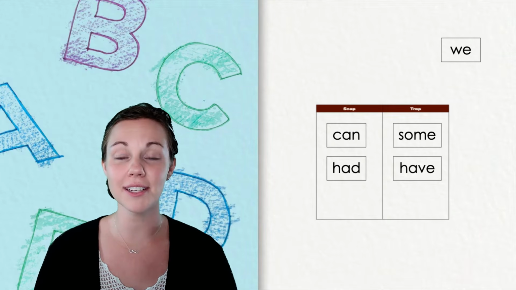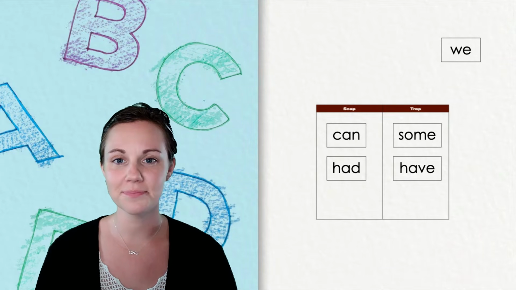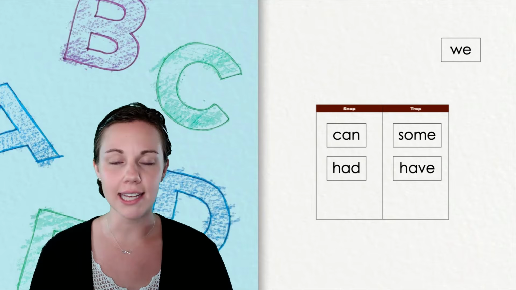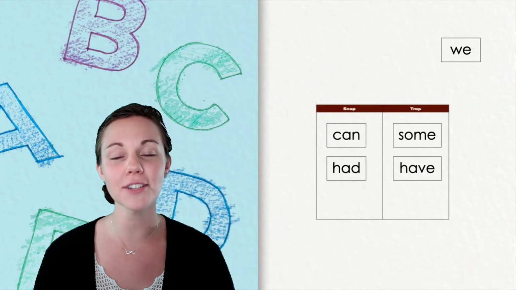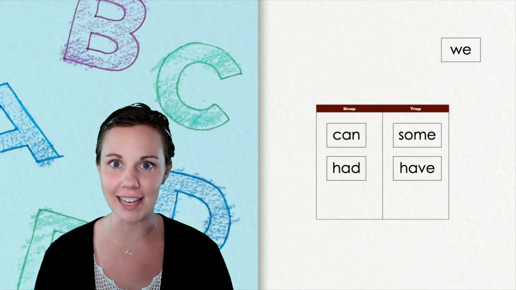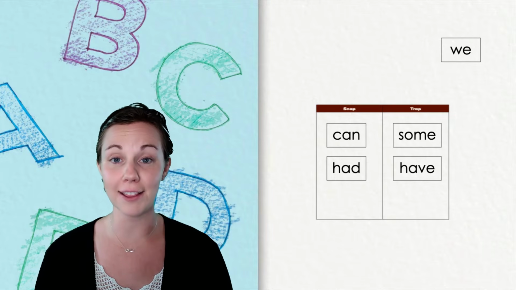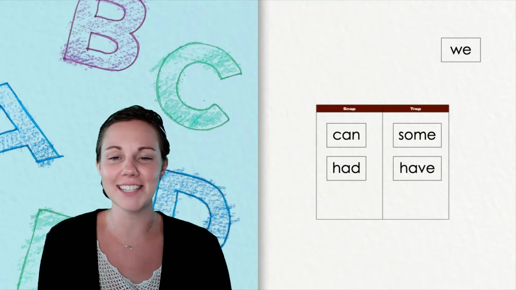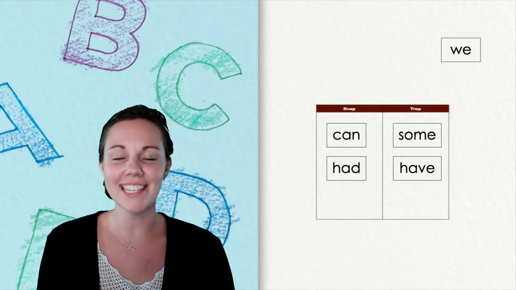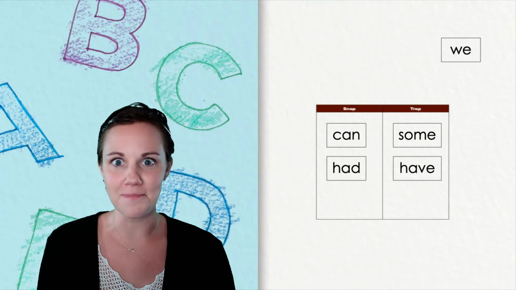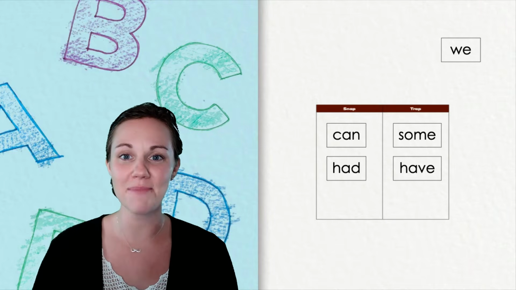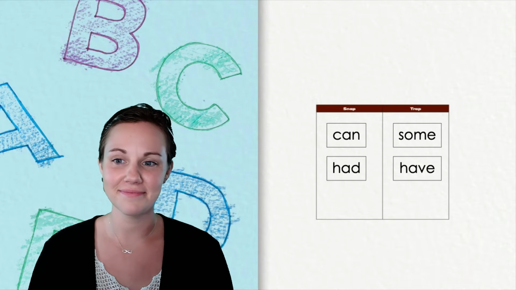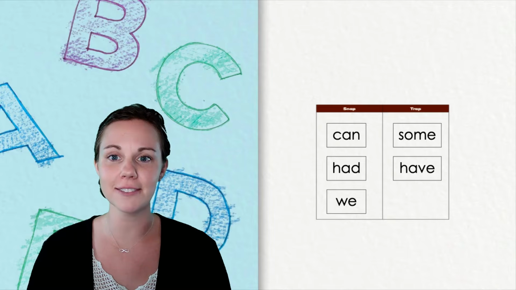Next, we have the word we. We is an open syllable. There's no consonant closing it in. It's making that long E sound because it's open and free to say its own name. It does what we think it should do. That's a snap. There it is in our chart.